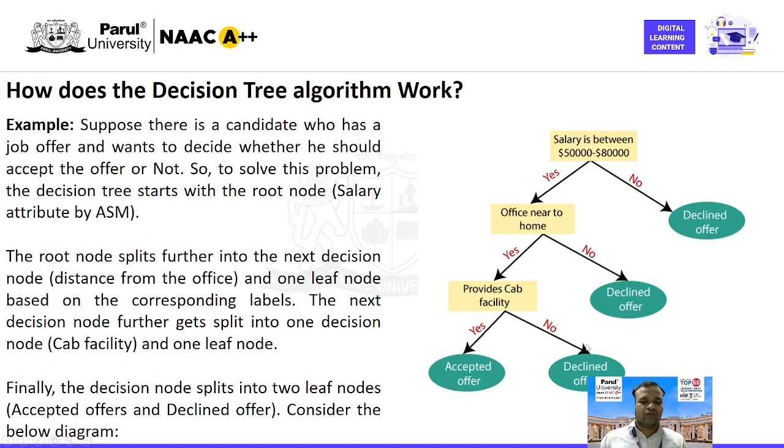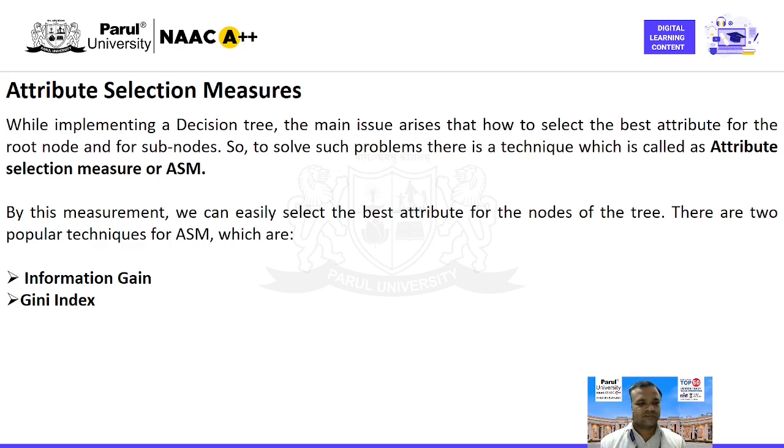This is the final decision here. The decision node is split into two leaf nodes: accept offer and decline offer. You can again consider this diagram to understand how the decision tree works. So what is ASM?